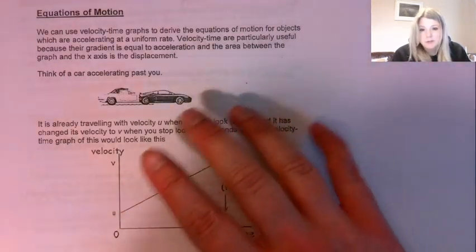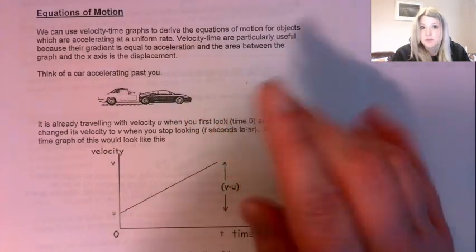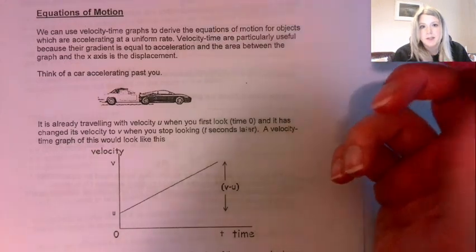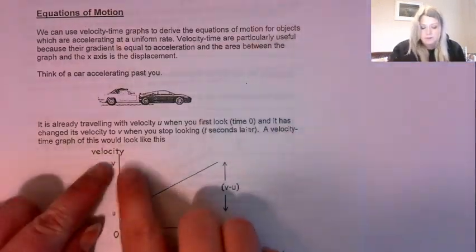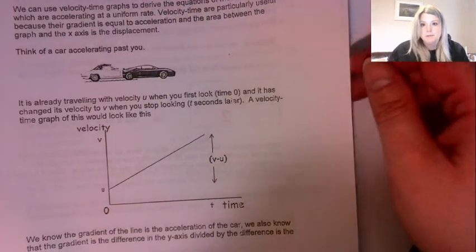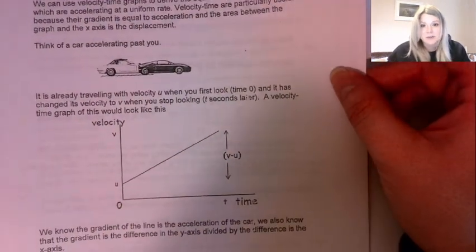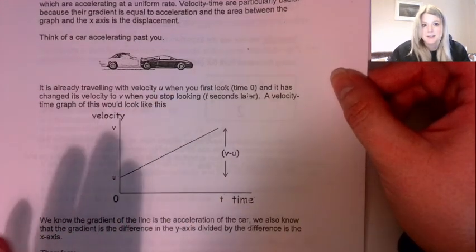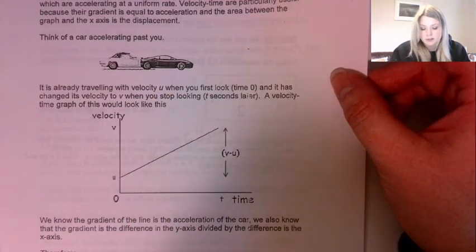Now, I'm not going to read through all these notes here, but I do want you to read through them. It's just showing how the equations of motion can be derived from a velocity time graph for a particular journey. Now, these are derived slightly differently for you in maths, I know that, but I think this shows nice and clearly where the equations come from. Okay, so I do want you to have a read.